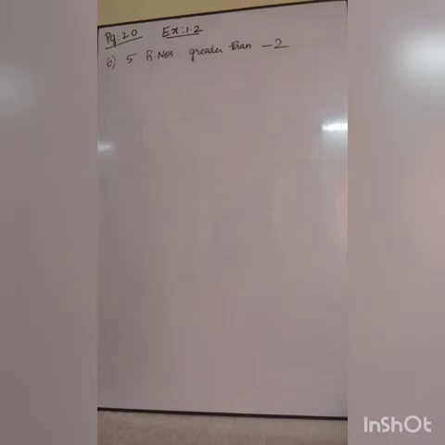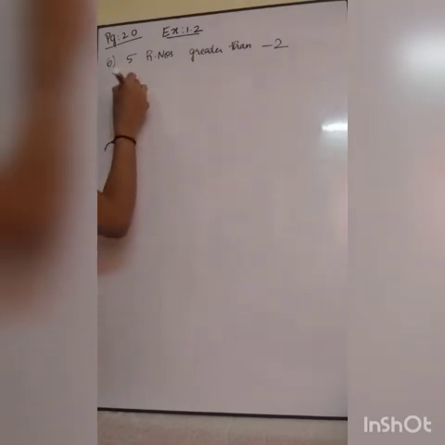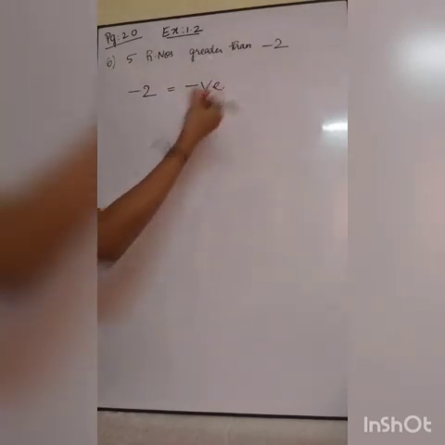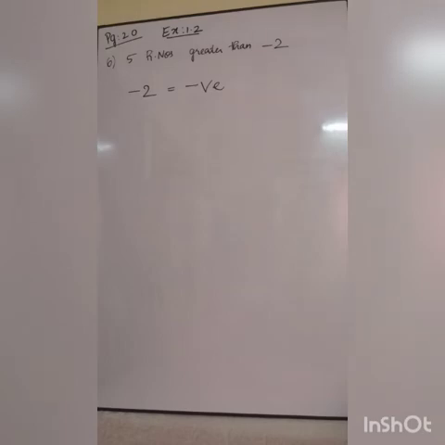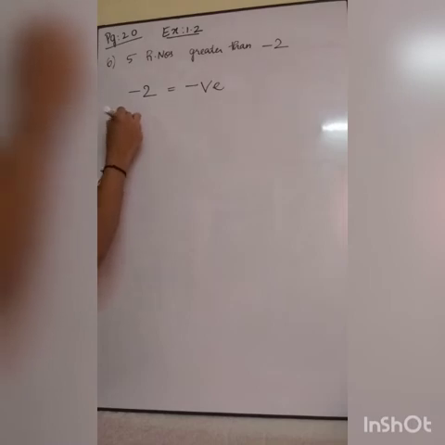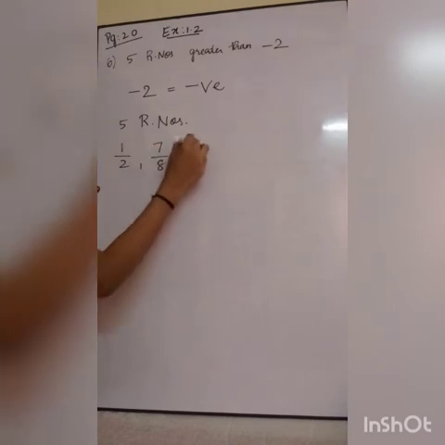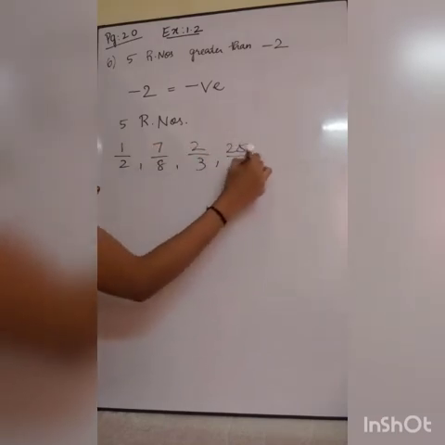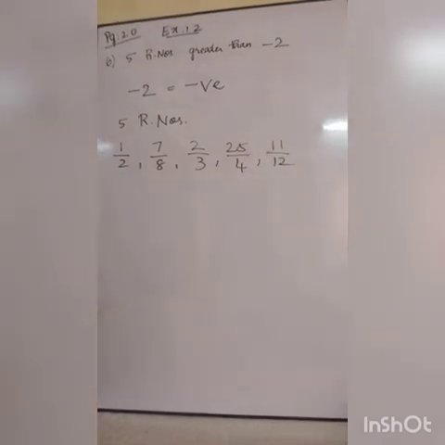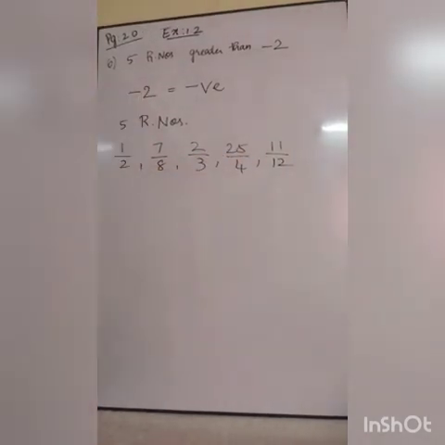Then for the 6th question, we have to write 5 rational numbers greater than -2. Minus 2 is a negative integer, so it's a negative rational number. All the positive numbers will be greater than the negative. So whatever positive number you write, it will be greater than this negative. You can write 5 rational numbers like 1 by 2, 7 by 8, 2 by 3, 25 by 4, 11 by 12, anything, because everything is positive, so obviously it will be greater than -2.